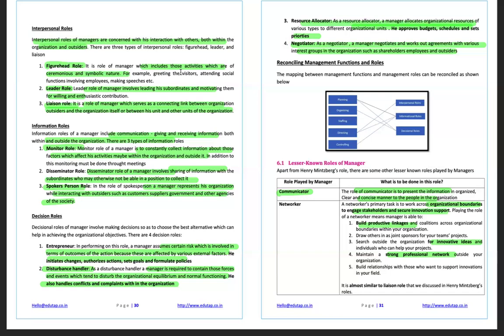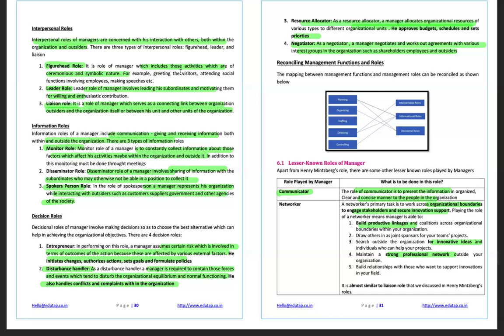Then the decisional roles of a manager involve making decisions so as to choose the best alternative, which can help in achieving the organizational objectives. There are four decision roles. Entrepreneur: in performing this role, a manager assumes a certain risk involved in terms of outcomes of the action because these are affected by various external factors. He initiates changes, authorizes actions, sets goals, and formulates policies.